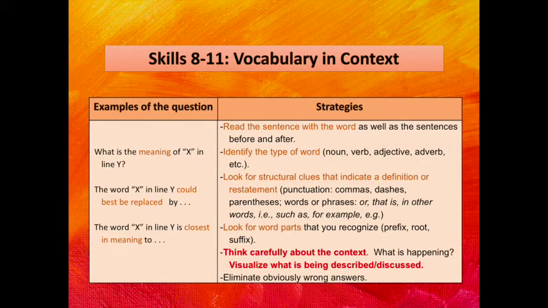Here is the last strategy for skills 8 through 11 vocabulary questions. Think carefully about the context. What is happening? Visualize what is being described or discussed. Now let's look at some examples and try to do this last strategy.